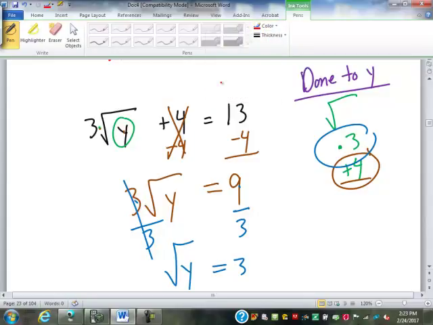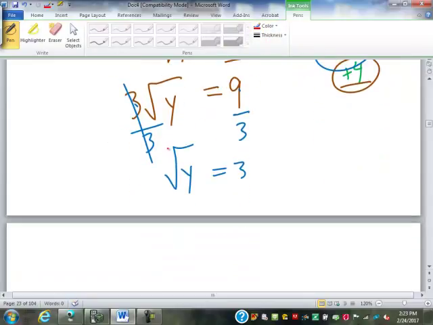And finally, you have to cube the... not cube it, square it. Square it. There you go. Good job. The square root and the squared cancel out, leaving me with y. 3 squared? 9. Wonderful.